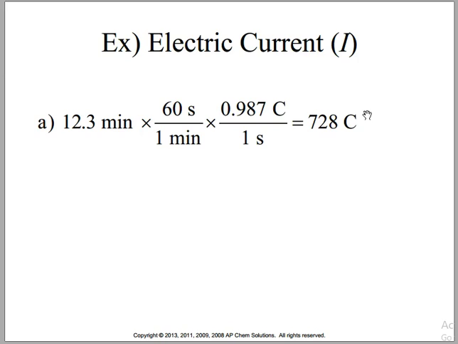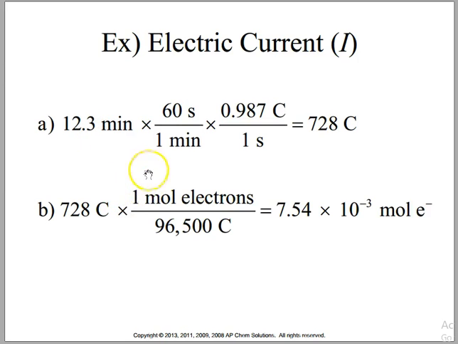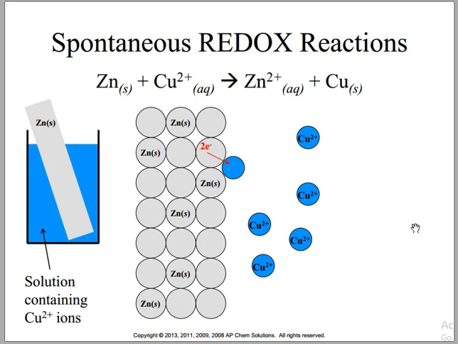And the next question, how many moles of electrons is this? Well, this is where we would use Faraday's constant. Here's how many coulombs pass through in 12.3 minutes. We can multiply this by the Faraday's constant, 1 mole of electrons over 96,500 coulombs, and we have 7.54 times 10 to the negative 3 moles of electrons. All right. Now, hold on to your thinking from the current, and we'll come back to what that means a little bit later.